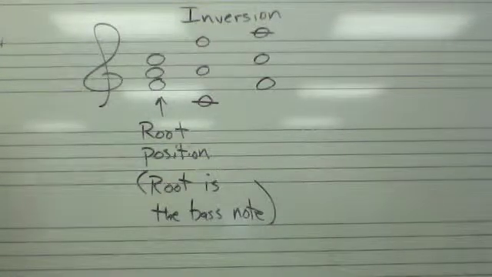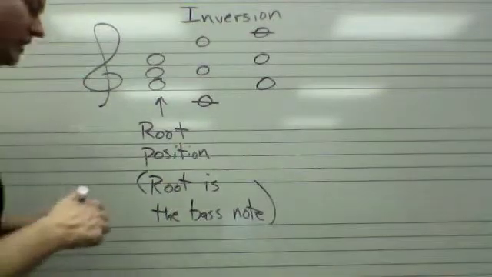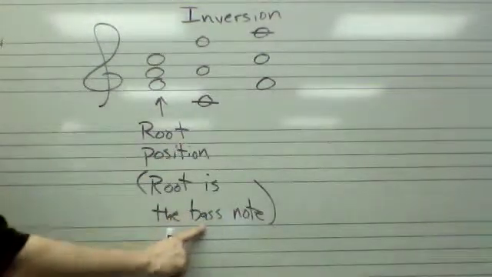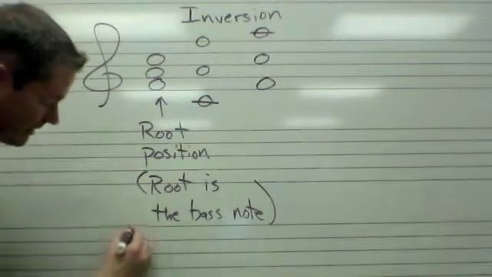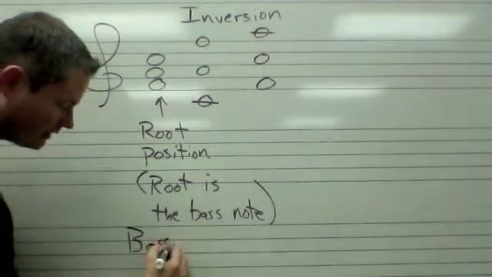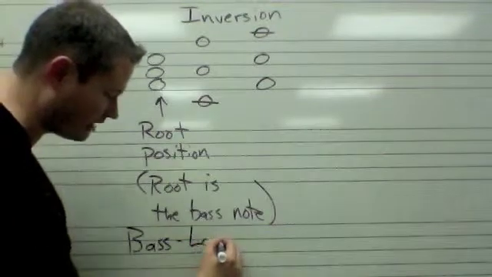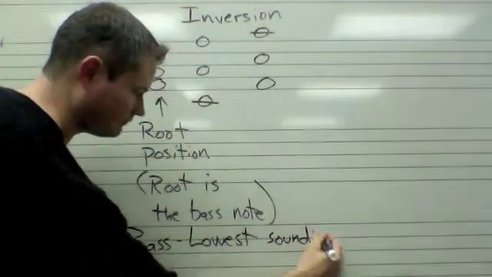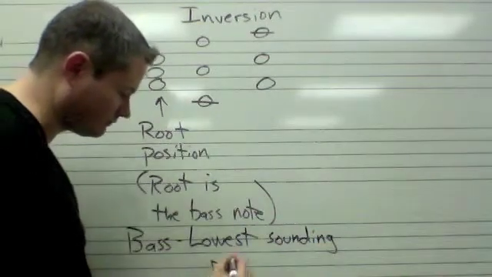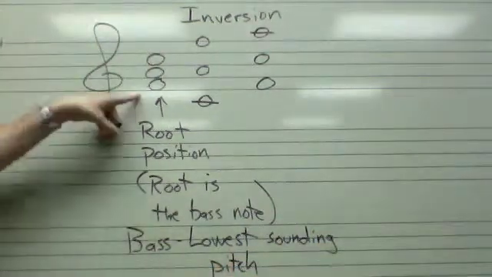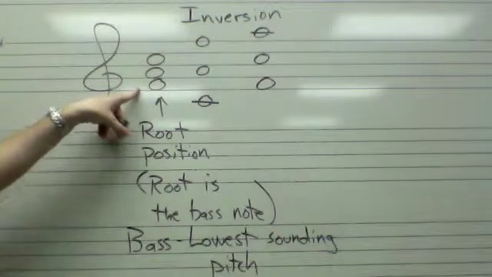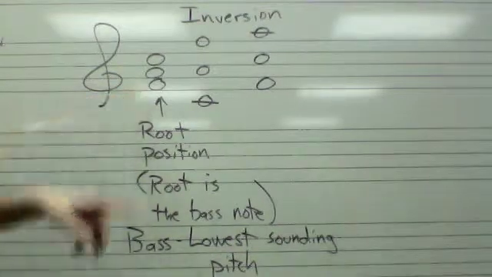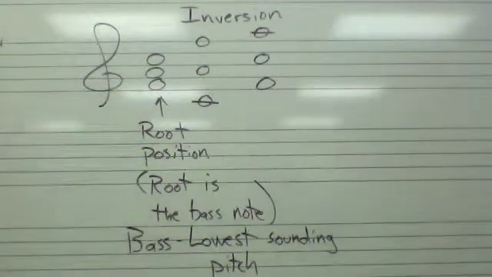An F major chord does not necessarily always have F as its bass, though. And this is bass, not bass. Don't make that mistake. The bass, this is a very simple definition, is the lowest sounding pitch in a chord. So in this chord, it happens to be that both the root and the bass are the same. If the root and the bass are the same, the chord is in root position.